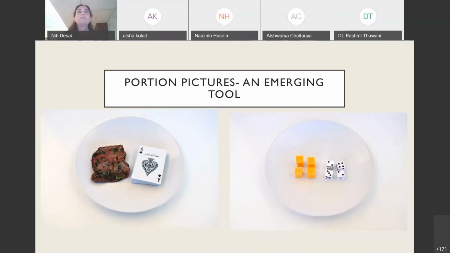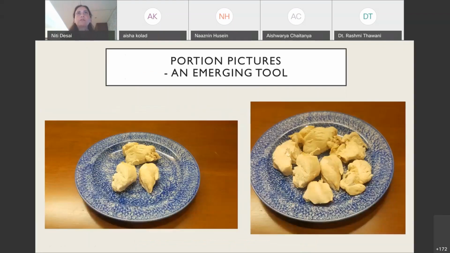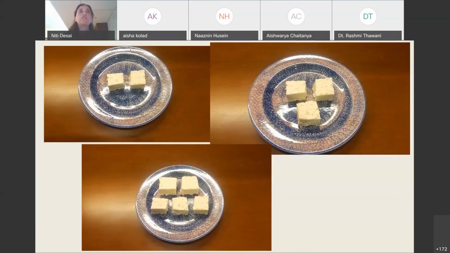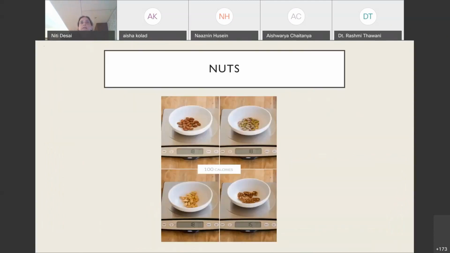Of course, we have been using these measures where we say that the meat should be the size of a deck of cards, cheese should be the size of 4 dice. What I have been using again is these portion pictures, which are very relatable. So this is a 50-gram portion. This is a 100-gram portion of chicken. Similarly for cheese, it's 30, 50, 100. Nuts, again, a handful of nuts.